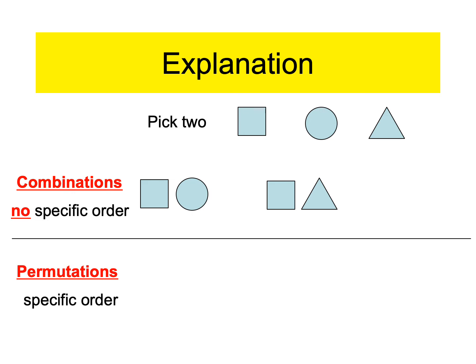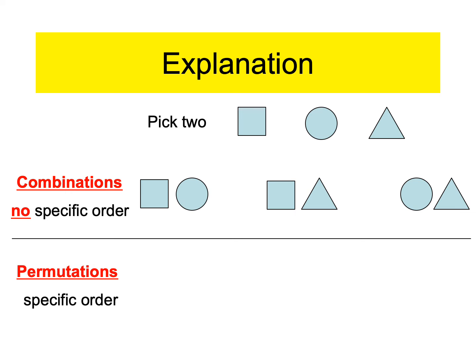And then lastly, I could pick the circle and the triangle, right? So it turns out that if I ask you to choose two items out of three, there are three different combinations there. And remember, order doesn't make a difference. Choosing a circle and a triangle is the same as choosing a triangle and a circle.